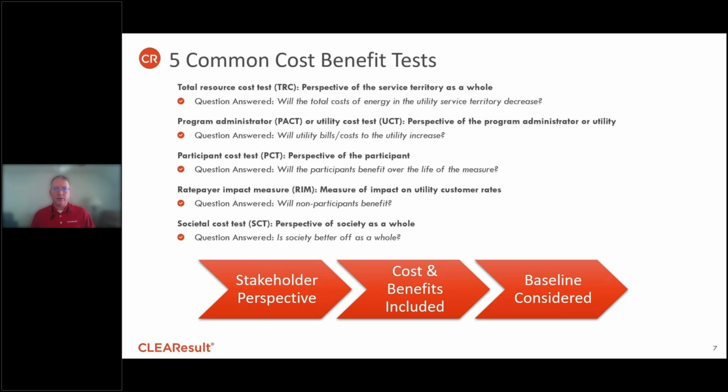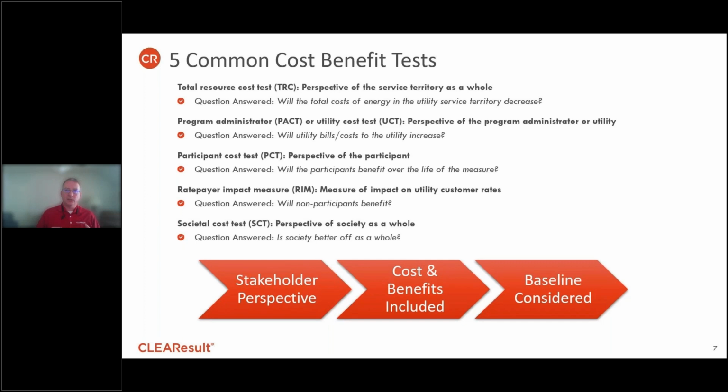So again, here are the 5 common tests. And I say 5 common tests because there are many territories or different stakeholder groups that may modify some of these tests and may disagree on what the inputs actually should be. So there are a lot of, like, TRC, there's an MTRC, and there's probably many versions of a modified TRC. But the TRC is the most common one, total resource cost test.